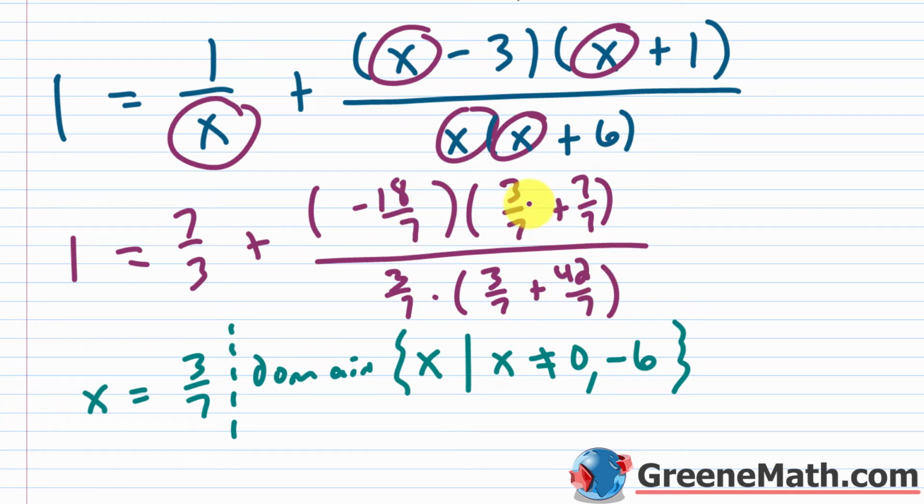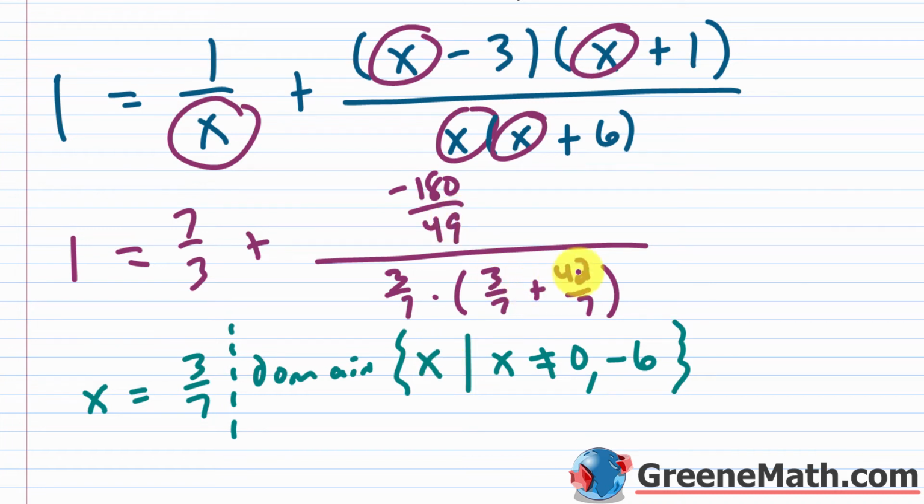And then basically for this one, 3 plus 7 is 10. So this is 10 over 7. So I can't cancel anything. So negative 18 times 10 is negative 180. And then 7 times 7 is 49. So this is negative 180 over 49.